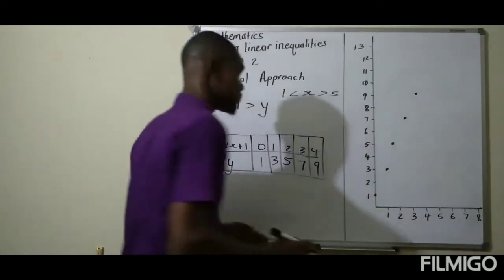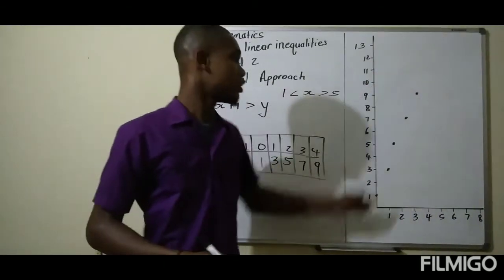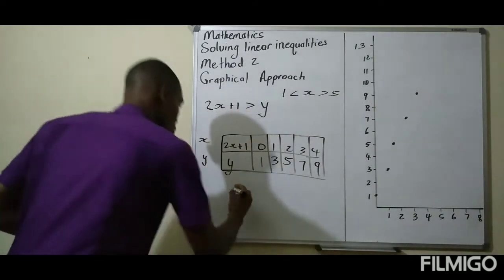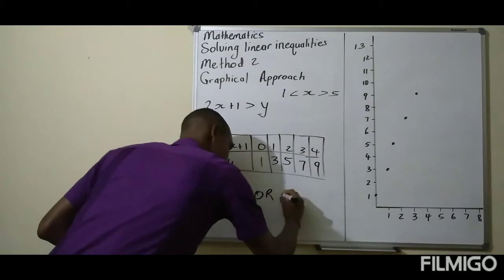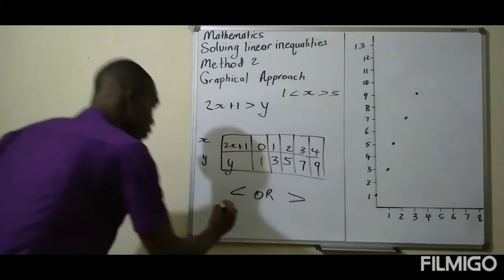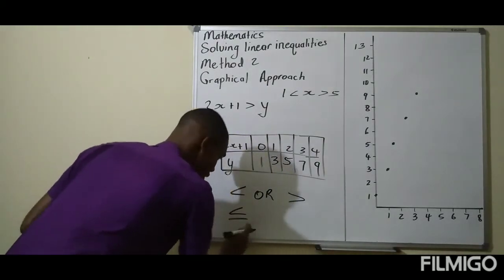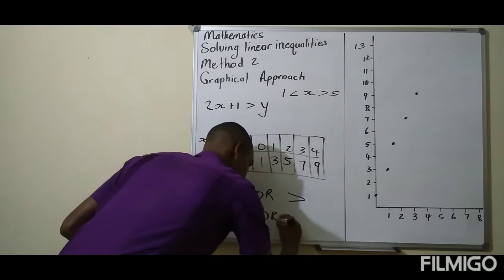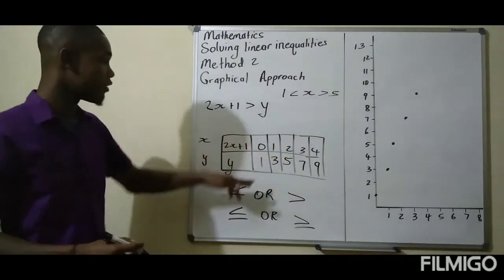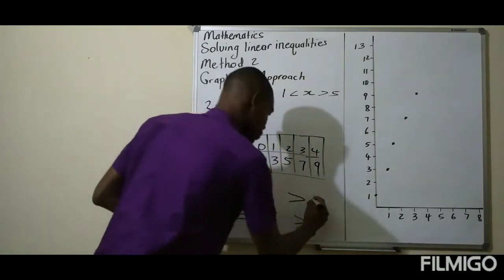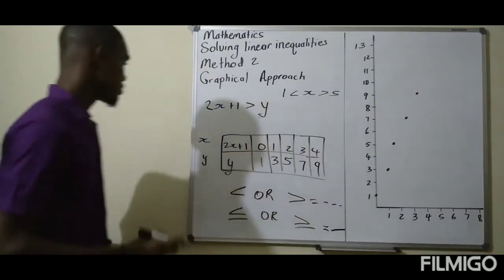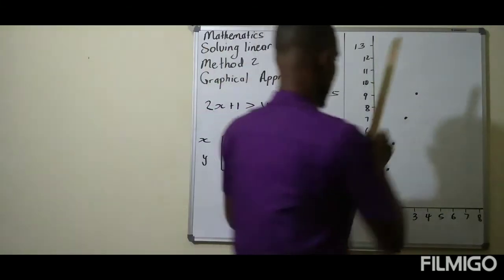So when you get to this point, now you will have to connect your points. But before you can connect your points, you have to look at the symbol that you're given. So when you're given this symbol, you will use a broken line to connect the dots. But if you are given the symbol with the line underneath it, you will have to use a solid line. So in our case, we have this sign. Since it's a broken line, you'll need your ruler to connect your points.